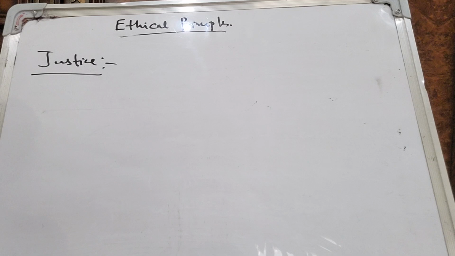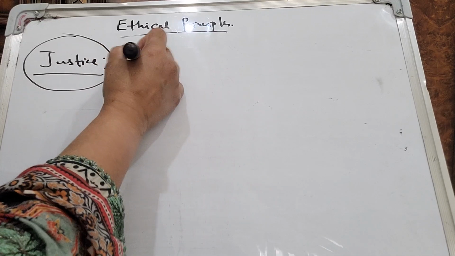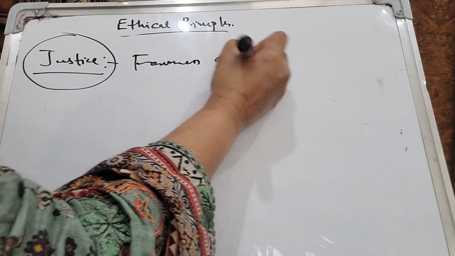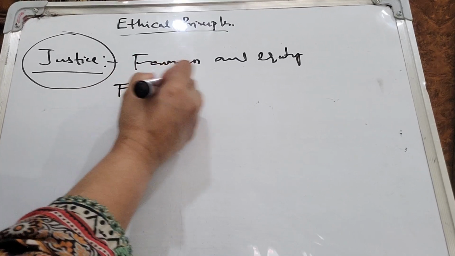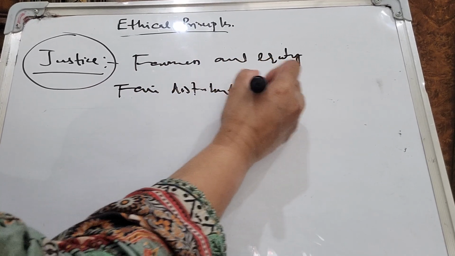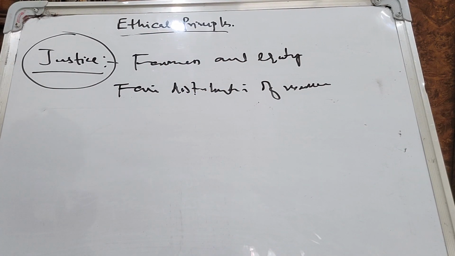The next is justice. So what is justice? In the word justice, you can understand that justice is fairness and equity. Fairness and equity mean ensuring fair distribution of resources. Fair distribution of resources means we have to be fair with all patients, equal and fair with every patient. This is our responsibility, to create justice between the patients.